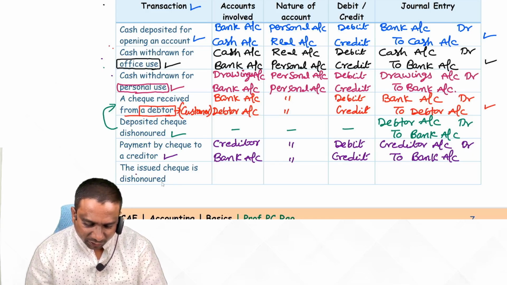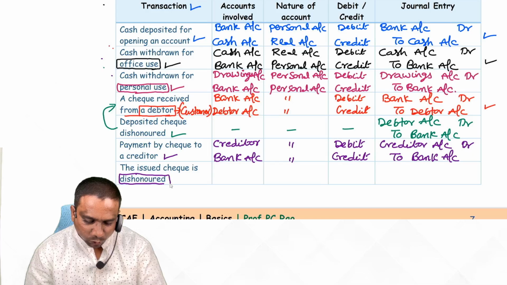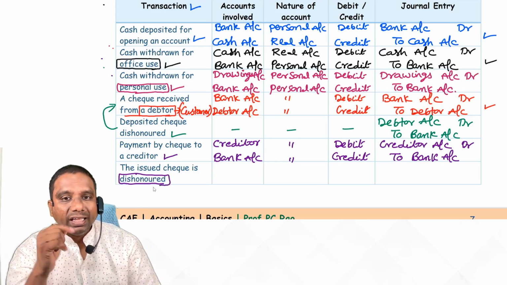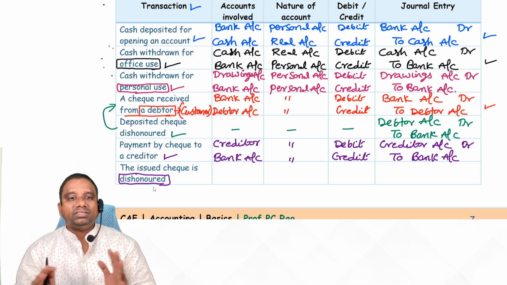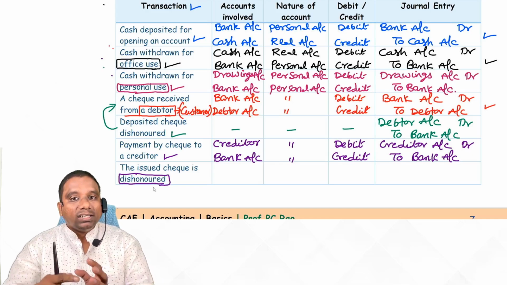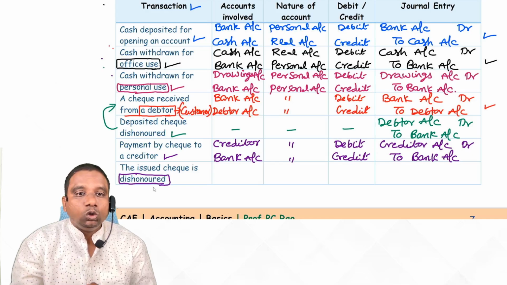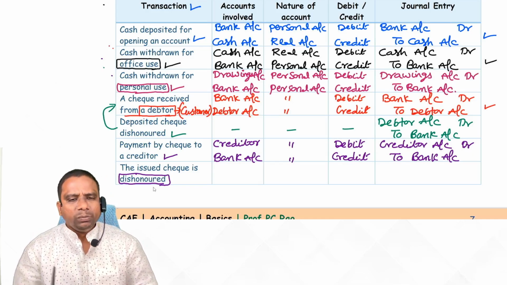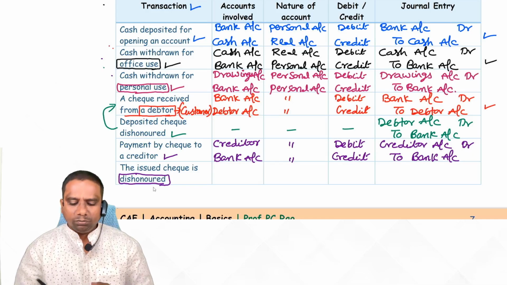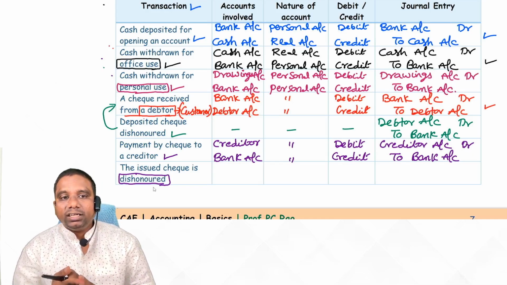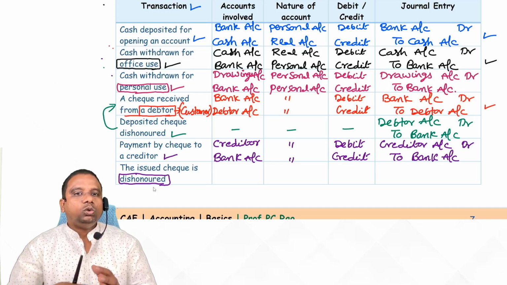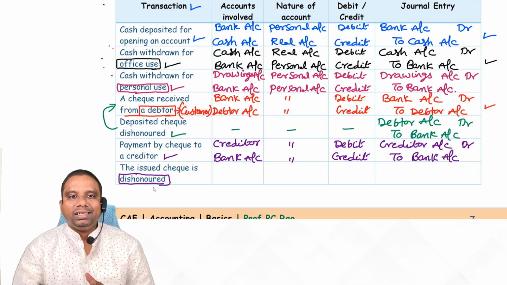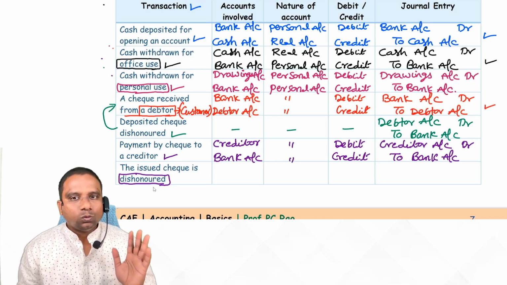The issued check is dishonored. Issued check is dishonored means the same check we earlier issued to the supplier or creditor gets dishonored, meaning the bank is unable to collect the amount. It may be due to some mistake, maybe insufficient balance in the account, mismatch of signature, check validity being over, or any overwriting on the check. Due to any reason, the check gets dishonored. In that case, what happens?